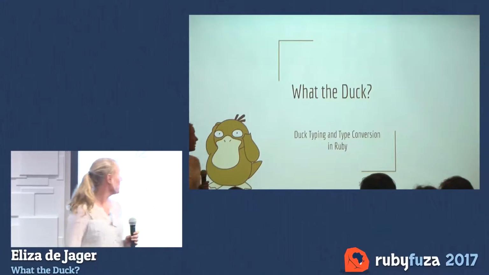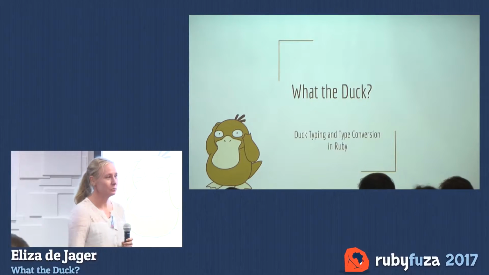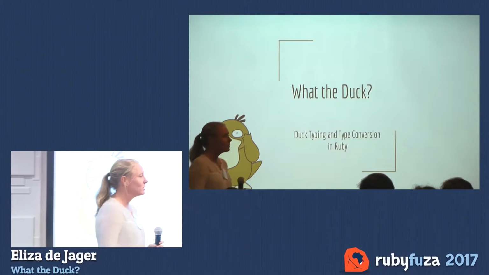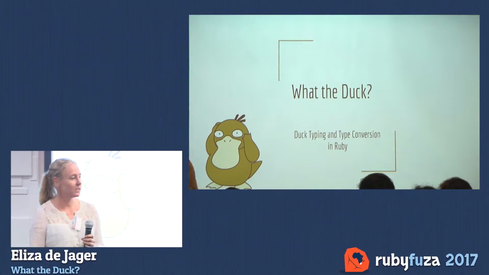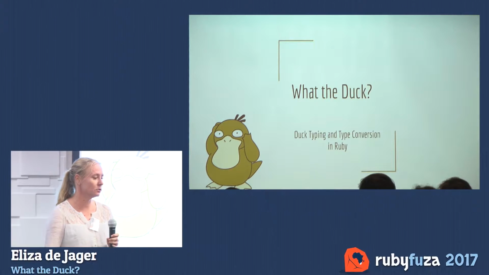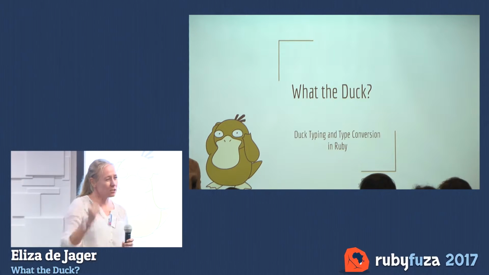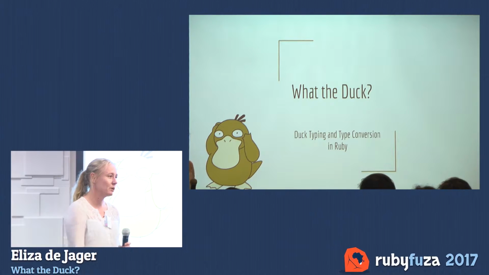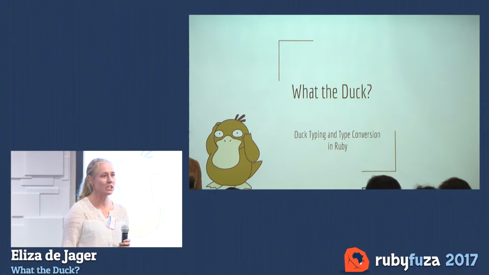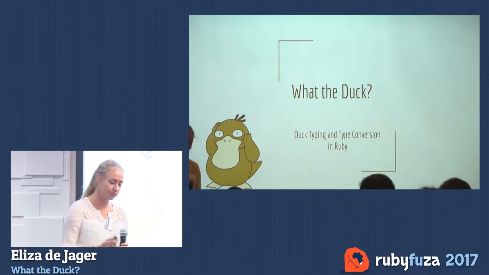So today I want to talk about duck typing and type conversion in Ruby. So you might ask, why talk about duck typing? Well, I was coding in Ruby for a year or two when I started asking the question, what is duck typing really? And what does it mean to actually do duck typing correctly in your code?